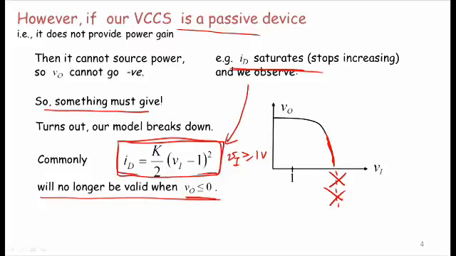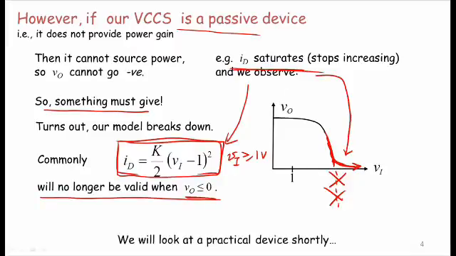And if ID stopped increasing, then V naught would not go negative. Instead, for many practical devices, V naught would look like this. As V naught begins to approach the negative regime, something strange would happen. The model would break down, and I'll show you a practical device where this kind of behavior is observed. So we really see that V naught saturates out, and so does the current.